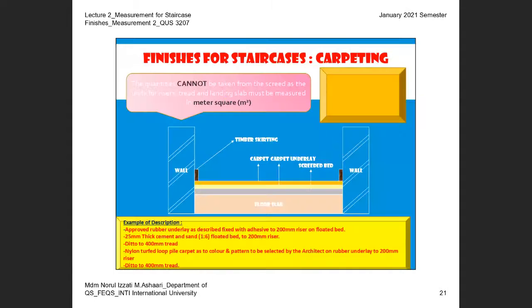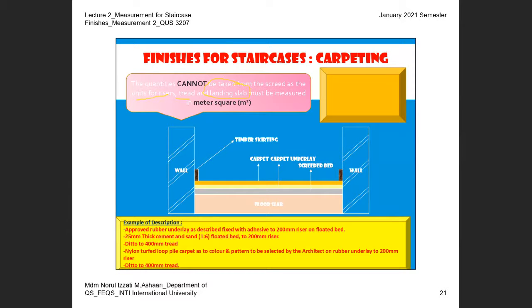Okay, now we refer to the recap for the carpeting in terms of the method of construction. The quantities cannot be taken from the screed, as the unit for the riser, tray and landing slab must be measured in meter square. You can only take quantity for the landing slab. Only the landing slab you can take quantity, but riser and tray cannot.